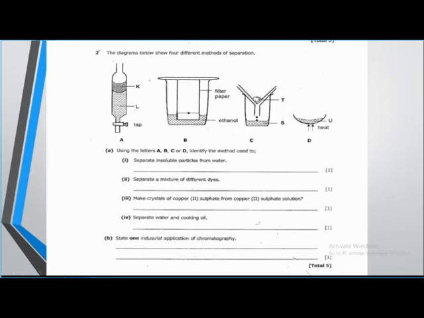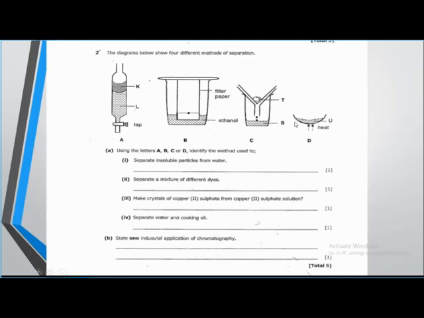When we say insoluble substance, we are talking about things which cannot dissolve. For example, we have sand. Sand is an example of an insoluble substance because it cannot dissolve in a solvent, which is water. This is filtration. And the substance which is found on the funnel is what we call a residue. Whereas the substance which is able to pass through the funnel is what we call the filtrate.